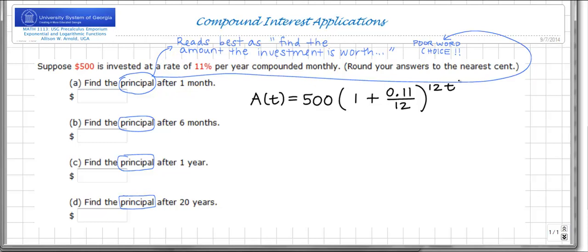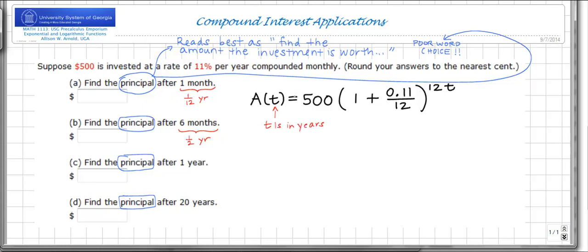If you're going to find the amount the investment is worth after 1 month, it's important to note that 1 month is 1/12 of a year. Okay, 6 months, for example, is 1/2 of a year. And in this formula, your time is in years.